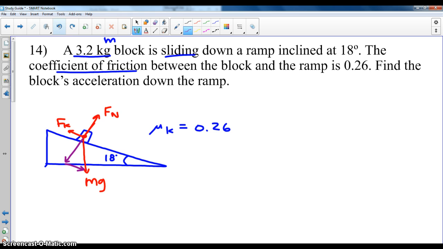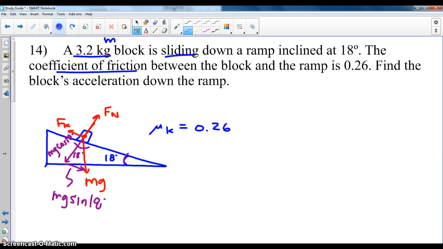Okay then, if 18 is that angle, then 18 is also this angle. There's a nice little proof, similar triangles gets us there. That makes this mg cos 18. And this is mg sine 18.